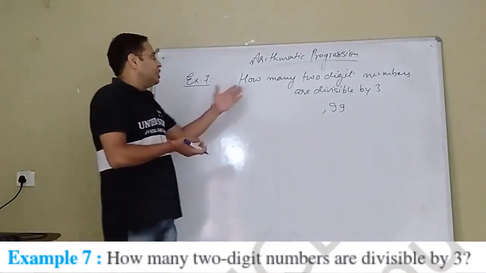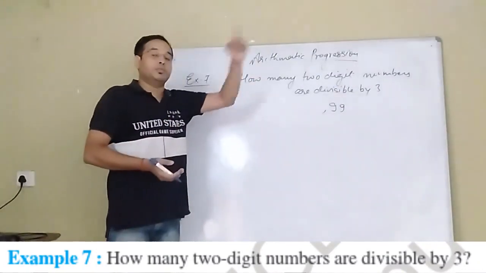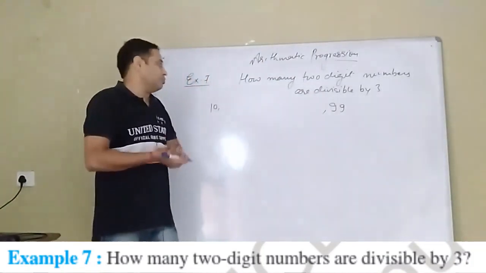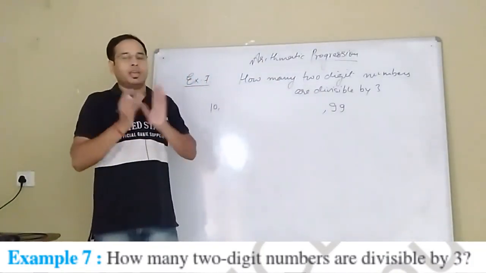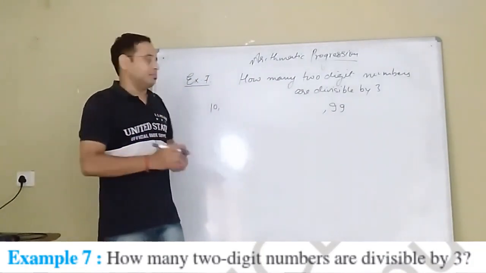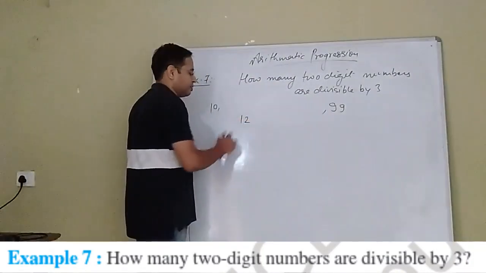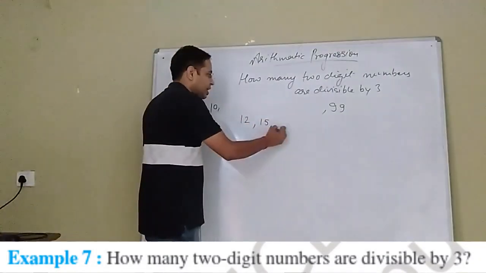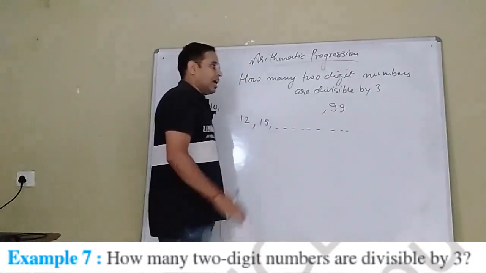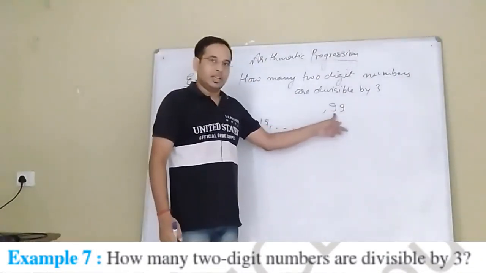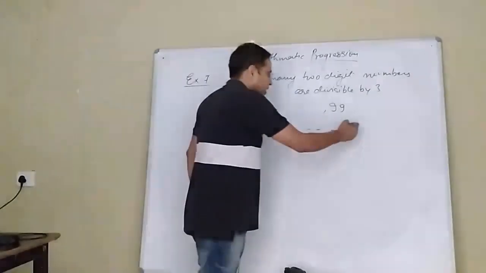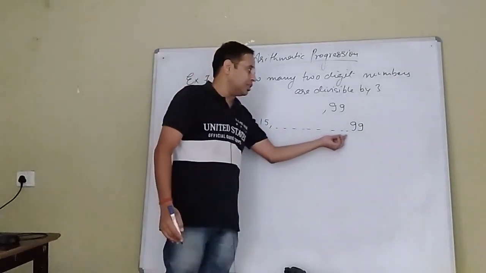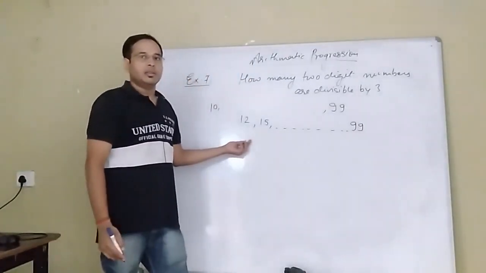99. Now we need to find out how many 2-digit numbers are divisible by 3. There is a condition that the 2-digit number should be divisible by 3, so how do we do this? See, 10 is not divisible by 3, so the first 2-digit number that is divisible by 3 is 12, second 15 and so on, and the last one will be 99. 99 is divisible, isn't it? So 99. This is the sequence of all the 2-digit numbers that are divisible by 3.